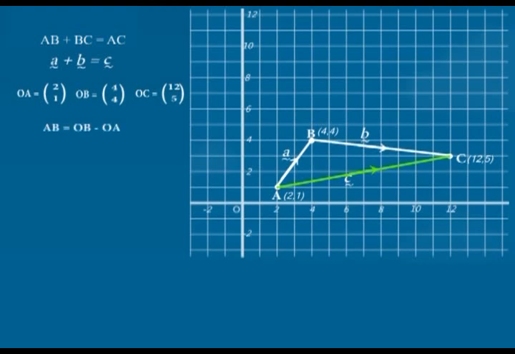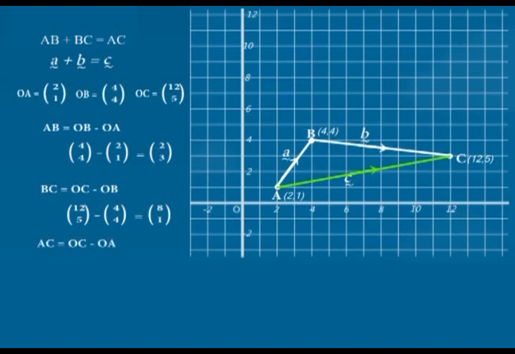AB is equal to OB minus OA. That is (4, 4) minus (2, 1), and that will give us (2, 3). Therefore, AB is equal to (2, 3). BC is equal to OC minus OB. (12, 5) minus (4, 4) will give us (8, 1). Therefore, BC is equal to (8, 1). AC is equal to OC minus OA. (12, 5) minus (2, 1) will give us (10, 4).